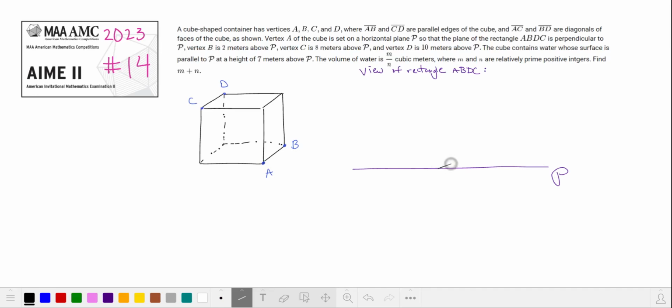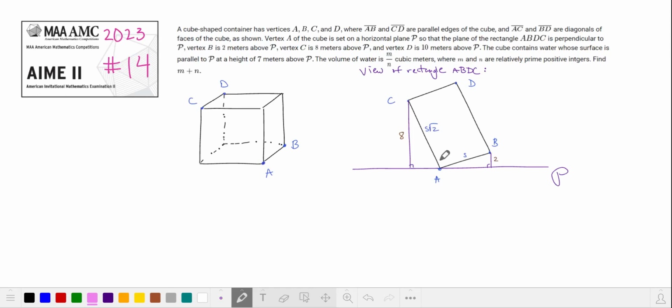plane. Vertex A is on the plane and B is 2 above it. And then we have this rectangle. We'll draw these perpendiculars from B and C. This distance is 2. C is 8 meters above the plane, so we'll call that 8. Since AB is the side length of the cube, we'll call it S. And since AC is a diagonal, that makes this length S root 2.